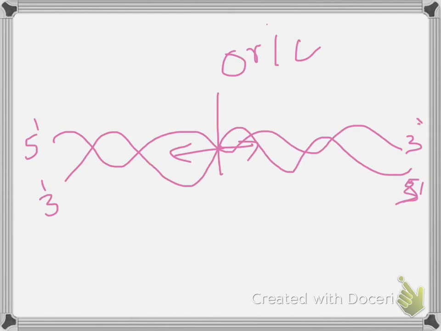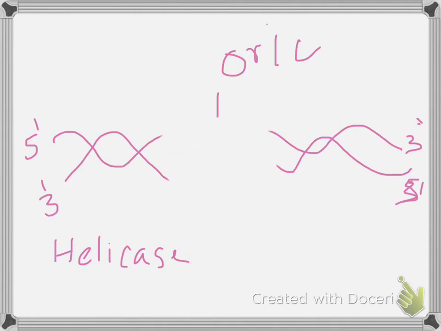So first of all, at the origin of replication, the enzyme helicase binds. Then when the helicase binds to the origin of replication, it will break the hydrogen bonds in the double-stranded helix, forming a replication bubble like this.